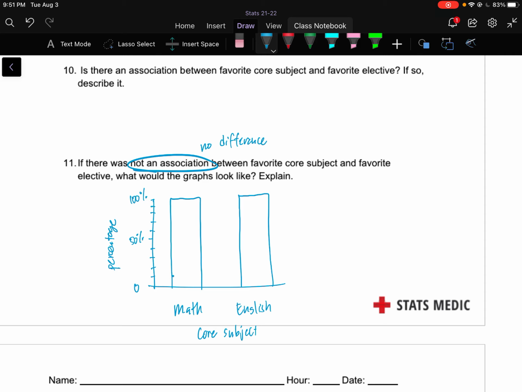Okay, so the percent of math students that like art would be more or less the same as the percent of English students that like art. Okay, we'll make a little key over here. So this color is art. Okay, the percent of math students that like music is going to be more or less the same percentage as English students that like music. And then we'll just go through all the different electives. So this will be PE. Okay, so we want those percentages to be more or less the same.